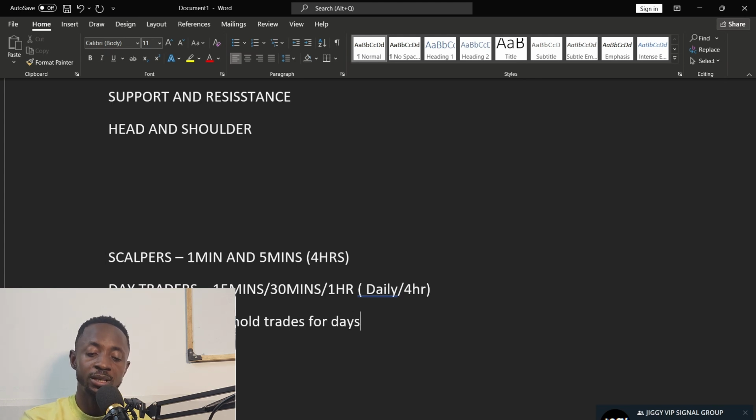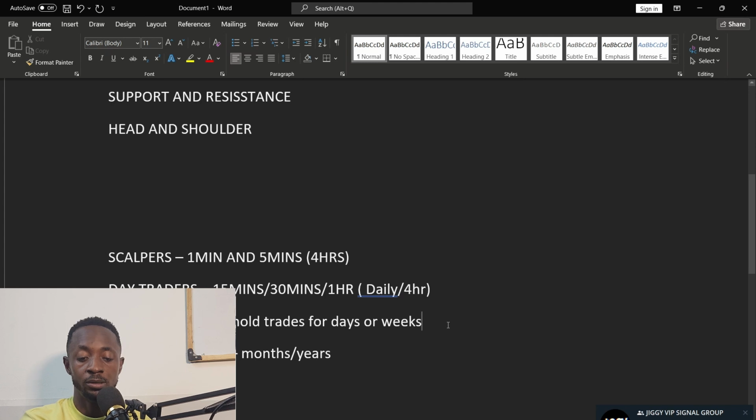So swing traders are those that hold trades for days. You can jot it down. Days or weeks. Okay. Then position trader holds trades for months, even years. Okay, so that's just the summary.